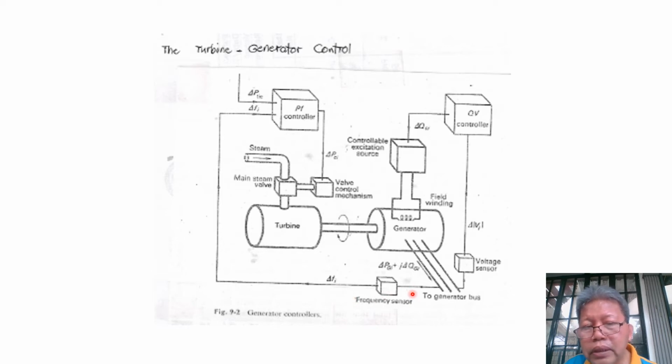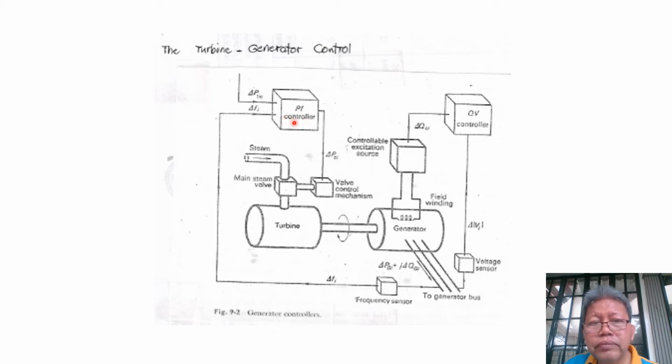Now, if the frequency here is higher than 60, for example, 61 hertz, we compare that to the standard, so actual minus the standard. So, we have 61 minus 60, so we have 1 hertz. So, our delta Fi would be positive. Now, this delta Fi will then be fed to our PF controller.